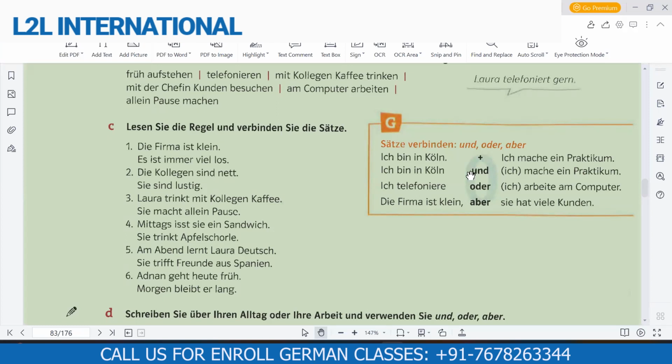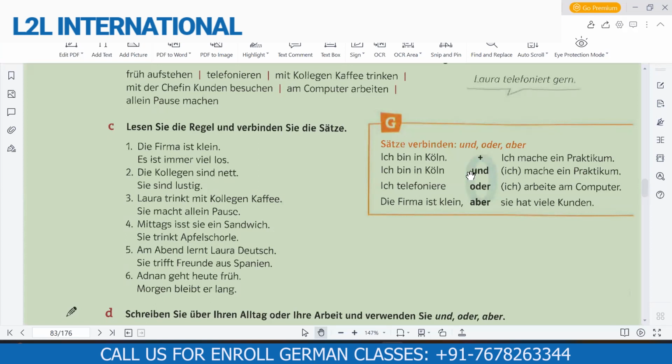Now the second sentence. I like to sing or I like to play. Ich singe gern oder ich spiele gern. Now here I'm saying oder. That means out of the two activities, either I will do this or I will do that. So that is oder.